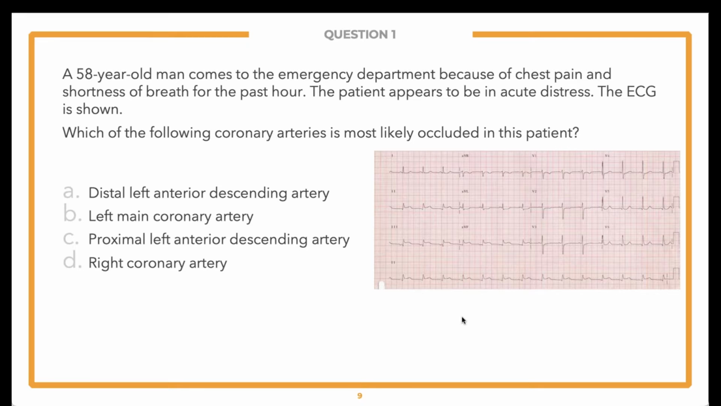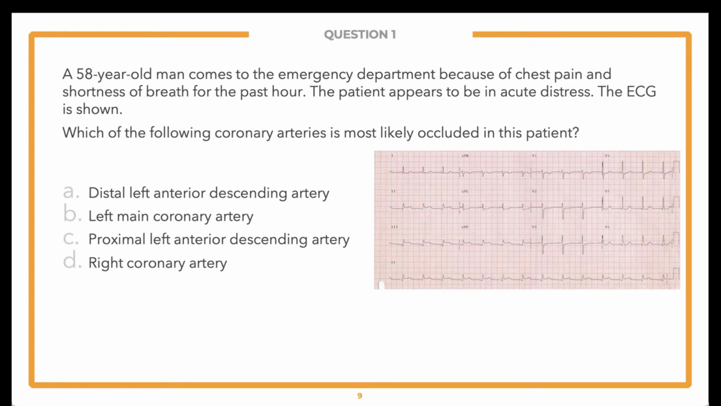Or options, sorry. All right, so our options here are different coronary arteries that supply the heart. Each of them has a different part of the heart they supply, and I'll talk about that when we go over the answers. But you guys should already start having a thought process in mind. Which part of the heart is affected and which artery is supplying that part of the heart?